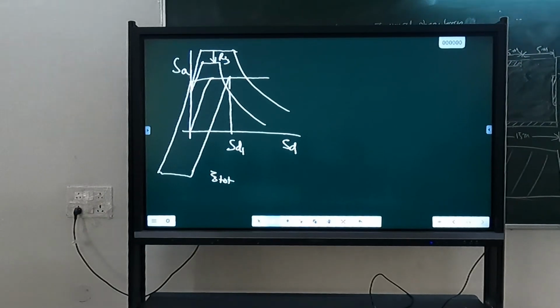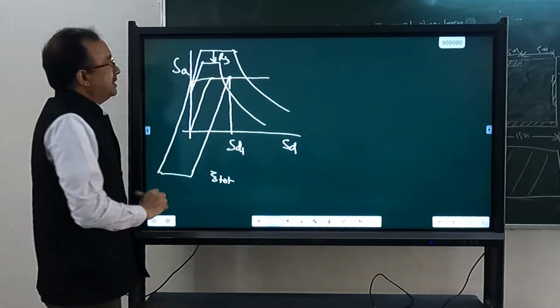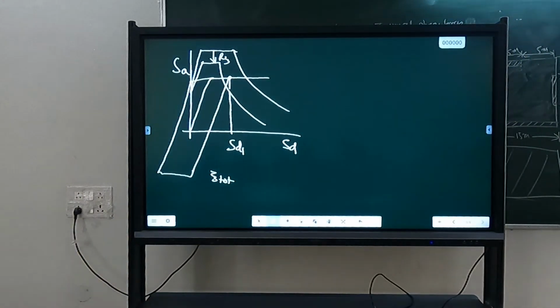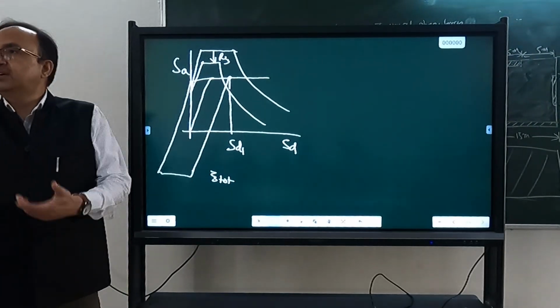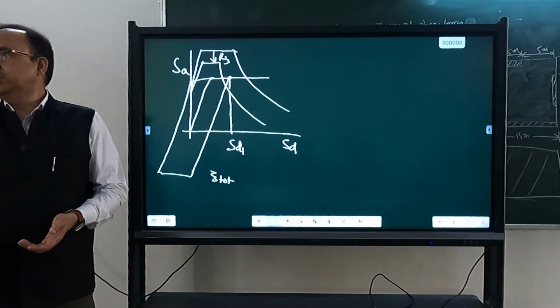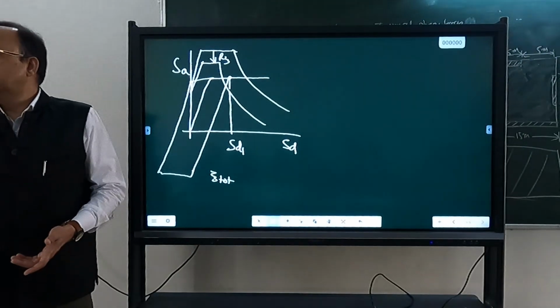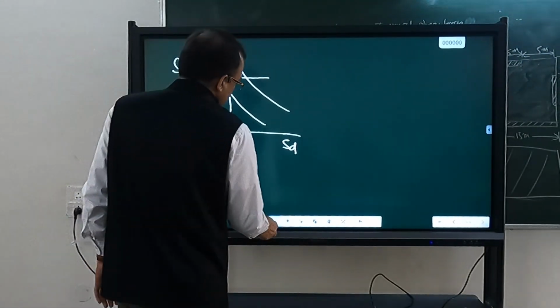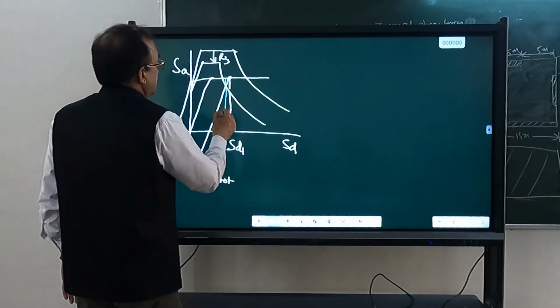Suppose this is the curve. So I have assumed the original point here, but I am getting the intersection here. What does that mean? That means the reduction is more. I have to do less reduction. My structure needs less dissipation of energy. Less dissipation of energy means what? A smaller displacement. So I will choose the next displacement somewhere in between these two.